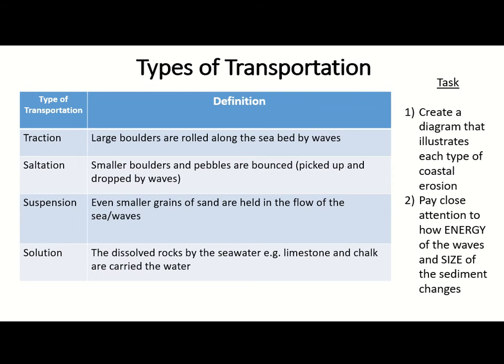And then solution, you don't actually even see the material in solution. This is a material that's dissolved in the seawater. So again, just like the solution for erosion, it's limestone, chalk, any dissolvable material in the weak acid of the seawater being dissolved and carried in the flow. So traction, saltation, suspension, solution, all things to be considered, and I use analogies a lot in lessons, so I'll try and give you one here.